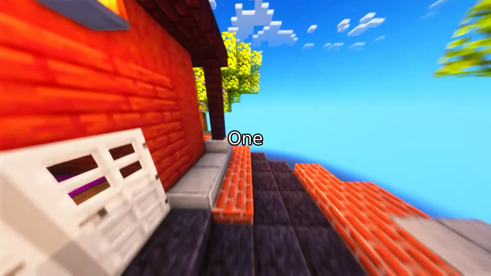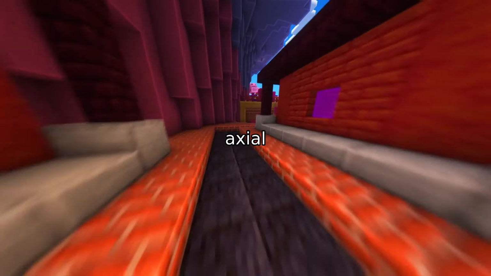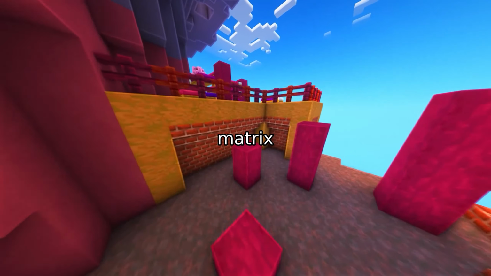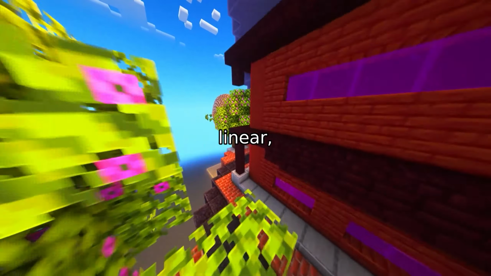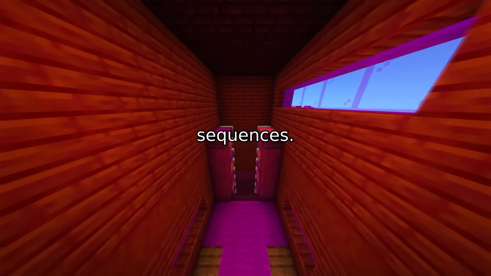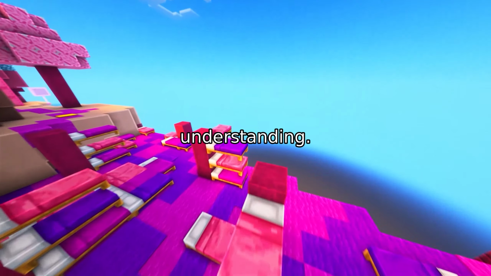One groundbreaking development is the use of axial attention, which decomposes the attention matrix into smaller components. This reduces the quadratic complexity of standard attention to linear, making it feasible for long sequences. Researchers are also exploring hybrid architectures that combine transformers with convolutional layers for tasks requiring spatial understanding.